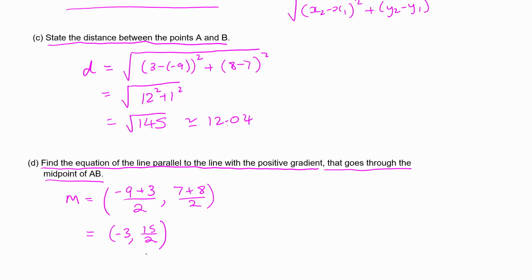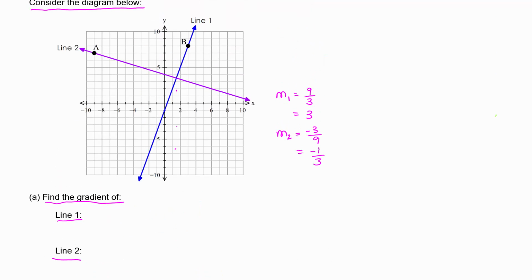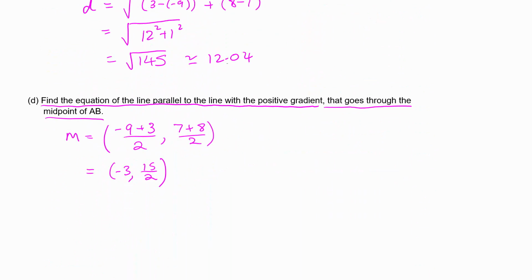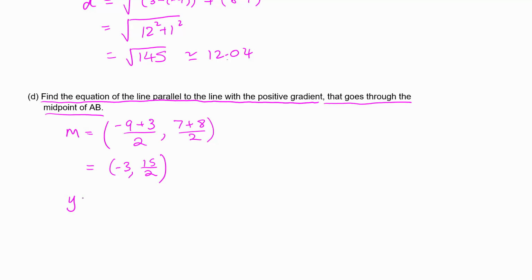Now, we know that line 1 from earlier in the question had a gradient of 3. So if it's parallel, it's going to have the same gradient. So we're going to have y is equal to 3x plus some constant. Now we can use the points to find that constant. So y is 15/2, x is -3.